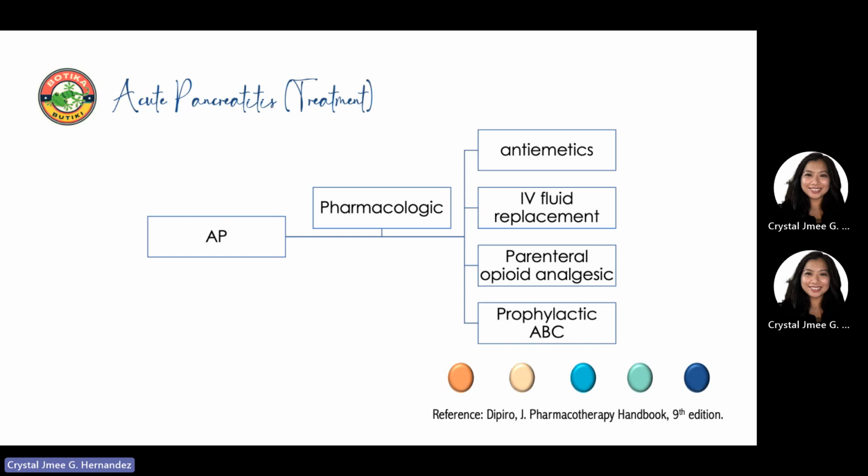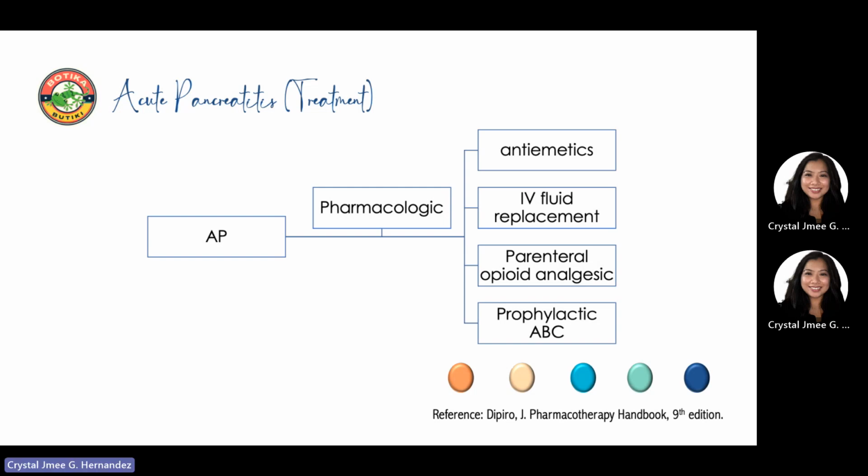So parenteral opioids are also given to control the abdominal pain. So morphine is often used, and PCA, patient-controlled analgesia, should be considered for those who require frequent opioid dosing. So meperidine is no longer recommended as a first-line agent because of its adverse effects that would include seizures and some dosing limitations.